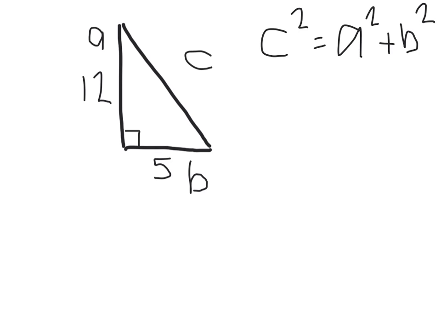Once we've got that written down, we can substitute some numbers in. We keep our C squared the same because we don't know what that is yet. But we do know the value of A. If we look over at our diagram, the length of A is 12, so 12 squared plus, we do know what B is. Looking at our diagram again, B is equal to 5, so 5 squared. So at the moment we've got C squared is equal to 12 squared plus 5 squared.